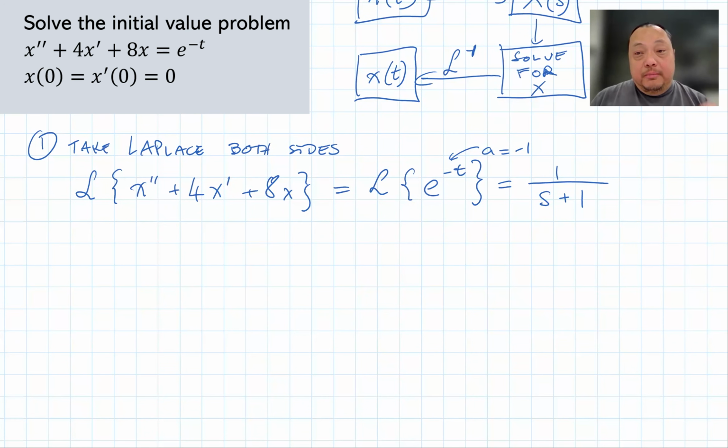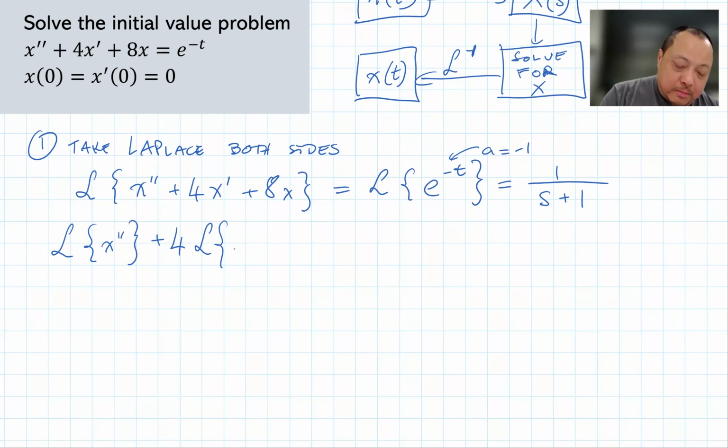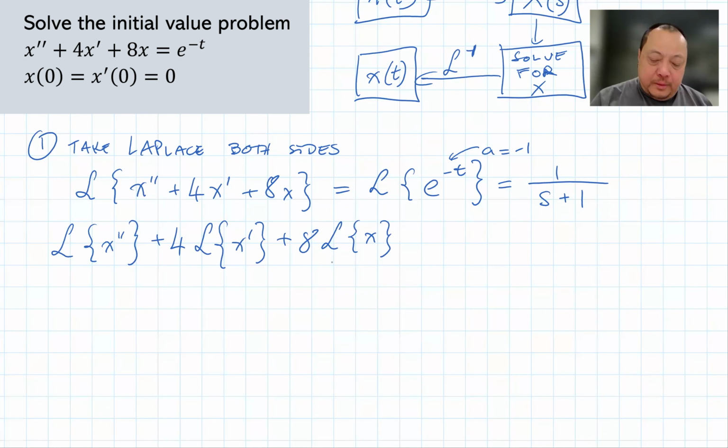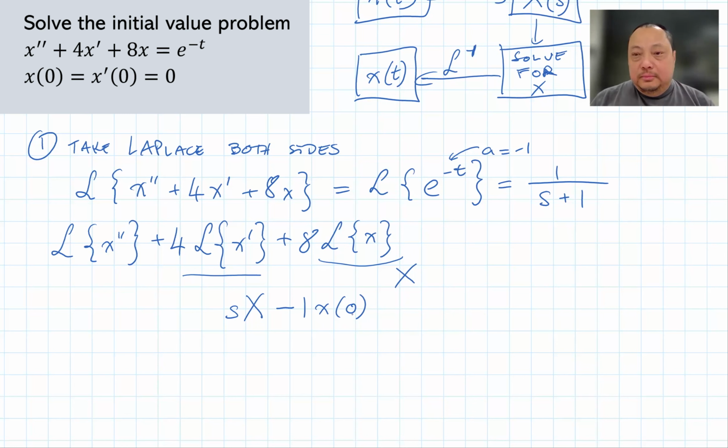On the left-hand side, that's a linear combination, so I can break it up. The Laplace transform of little x, that's just big X. Laplace transform of x prime: now I use what I know of Laplace of derivative. First, I have s to the first times capital X, and then everything else is minus. Well, the power of s goes down, so from s it goes down to 1, and the initial values go up. So I'm done.